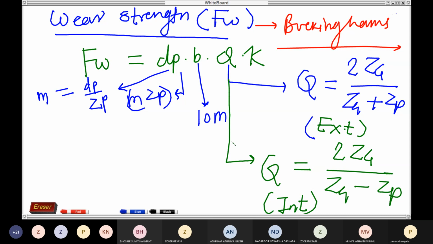Wear strength, FW is equal to DP, B, Q, K. OK? DP is the diameter of the pinion. This equation can be used anywhere, and it is the pinion's diameter that is very important. Into face width B, that is the face width. Q is the ratio factor, and K is the load stress factor.